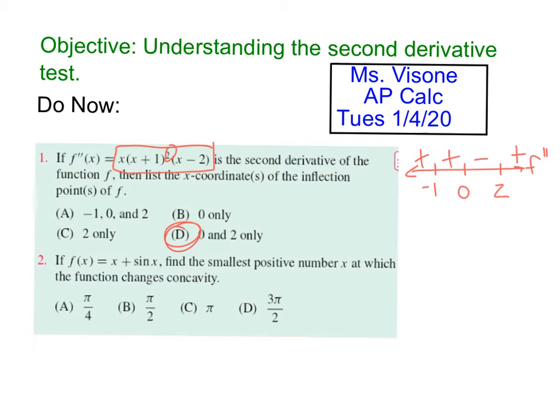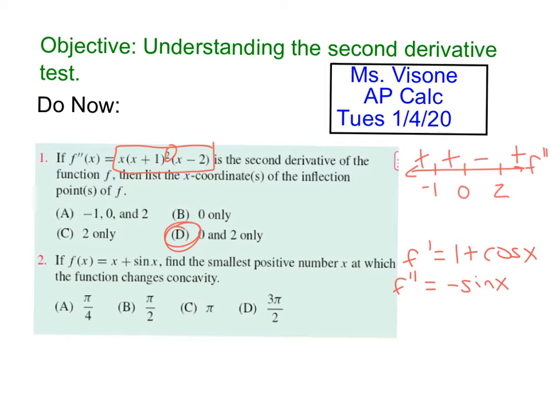And then number 2, f of x is x plus sine x. Find the smallest positive number at which the function changes concavity. So that's basically asking for the inflection point, right? So f prime is 1 plus cosine x. F double prime is negative sine x.